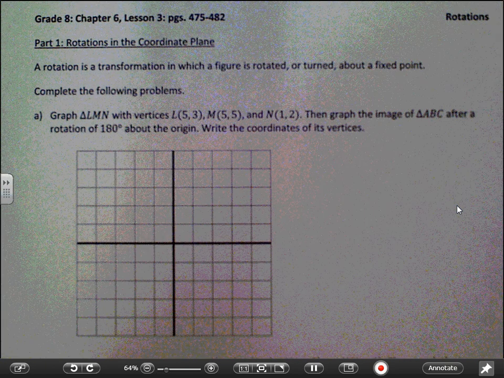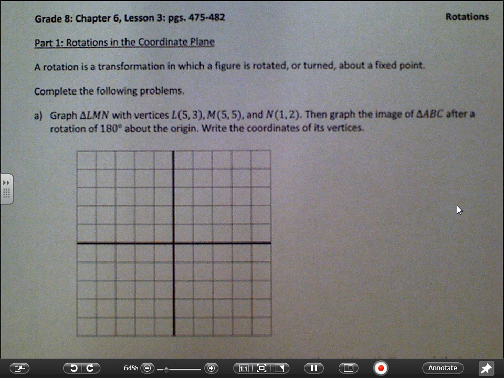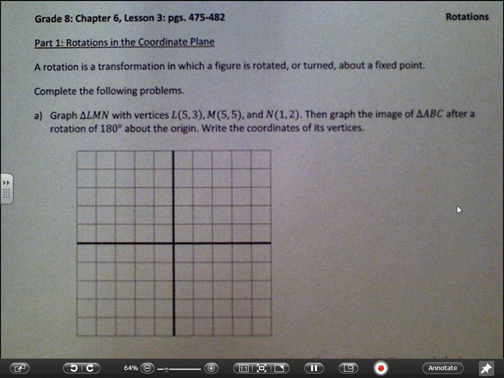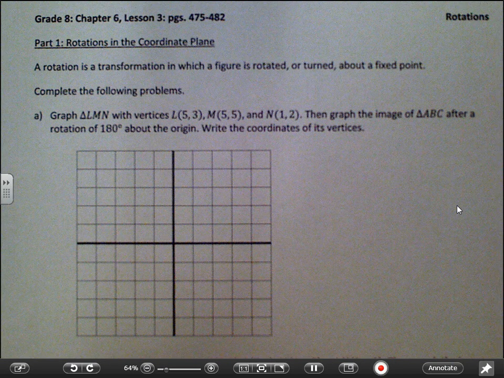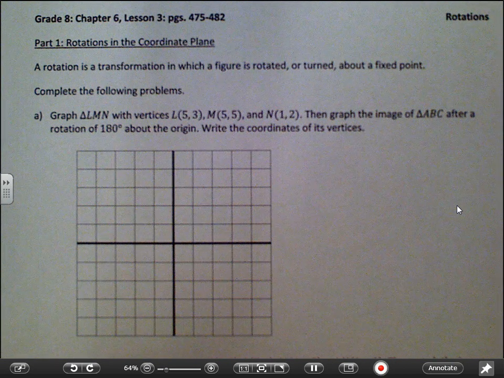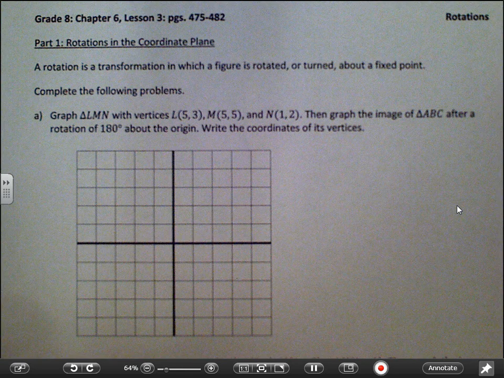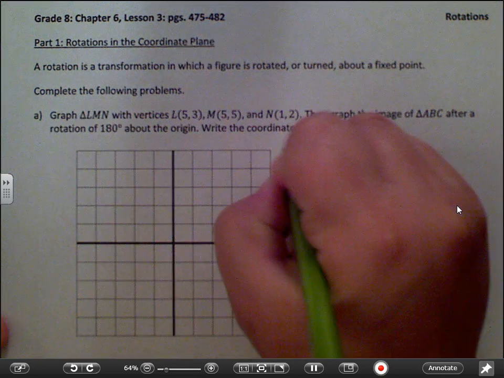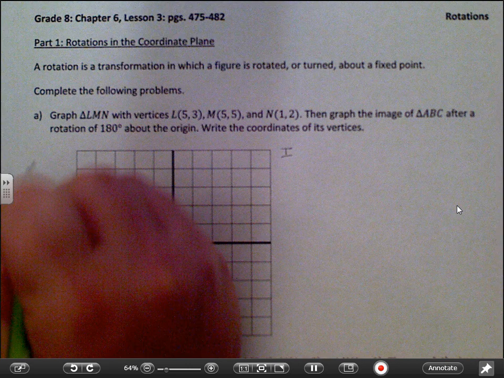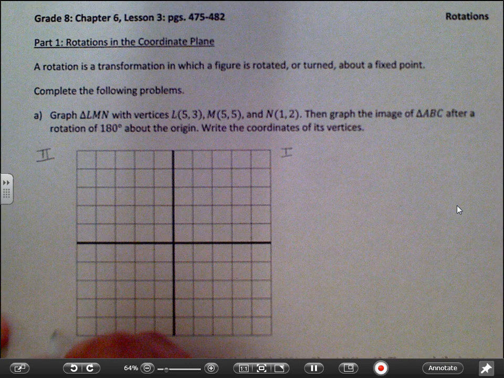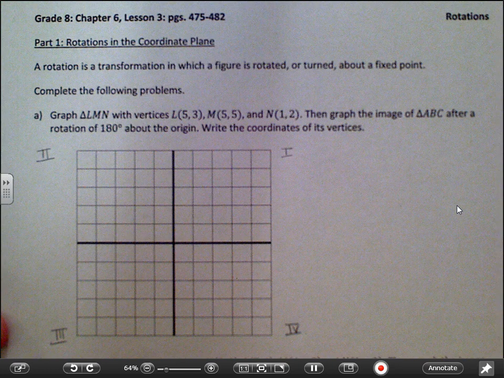Complete the following problems. Graph triangle LMN with vertices L(5, 3), M(5, 5), and N(1, 2). Then graph the image of triangle LMN after a rotation of 180 degrees about the origin. Write the coordinates of its vertices. The first thing I'm going to do is label my quadrants. The top right is quadrant 1, and we move counterclockwise: quadrant 2, 3, and 4. And yes, you must use Roman numerals.